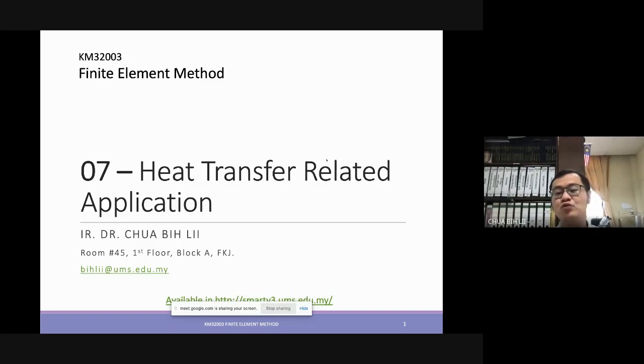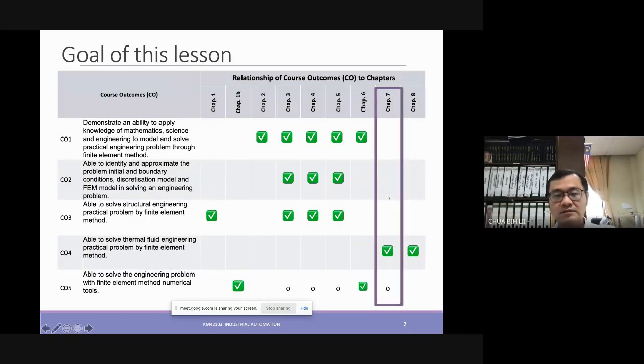We used to analyze the deflections, or the displacement, of a cantilever beam itself. This chapter will be more on how we can solve for thermal fluid. Same thing for the coming chapter, also on thermal fluid. So this chapter will be on the thermal, and the next chapter will be on the fluid part.